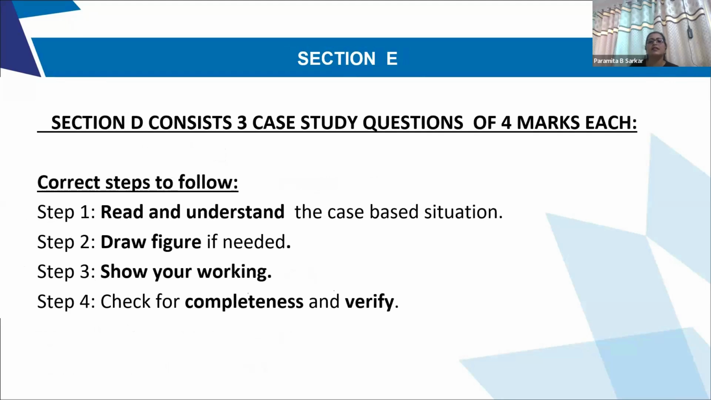Section E has 3 case study questions of 4 marks each. I have seen that students have this idea that for Section E questions, it is not necessary to show the steps, because the marks have been bifurcated into 1, 1 and 2 marks. If you're thinking that for 1 mark you don't need to show your working, then you are wrong. You have to show working for 1 mark as well. So show your working and then cross check and verify your answer.